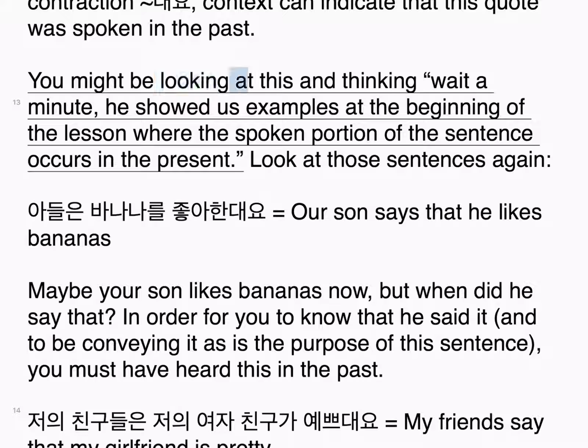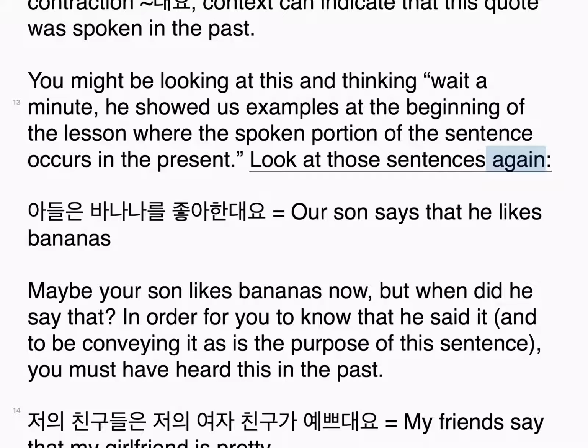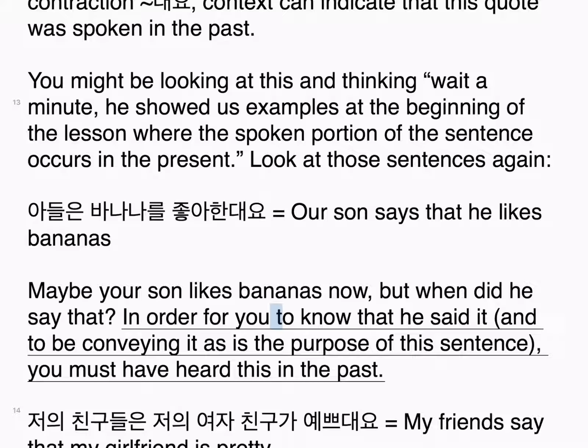You might be looking at this and thinking, wait a minute, he showed us examples at the beginning of the lesson where the spoken portion of the sentence occurs in the present. Look at those sentences again. 아들은 바나나를 좋아한대요. Our son says that he likes bananas. Maybe your son likes bananas now, but when did he say that? In order for you to know that he said it, and to be conveying it as is the purpose of this sentence, you must have heard this in the past.